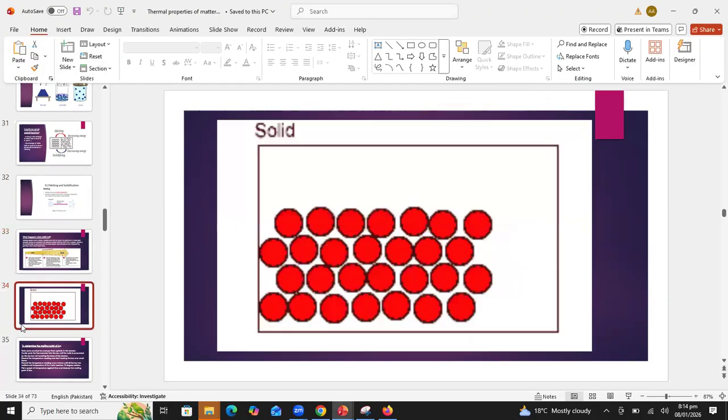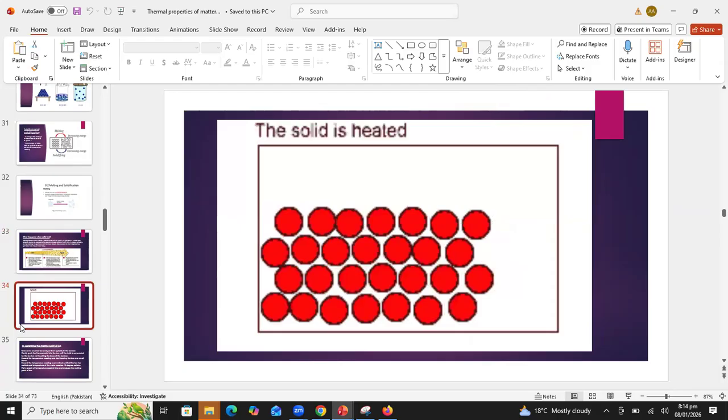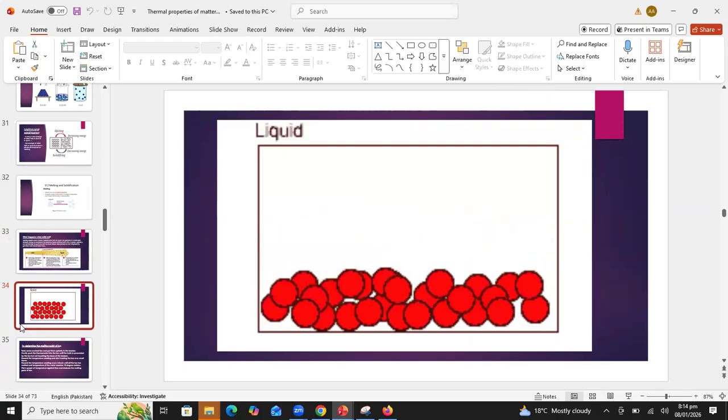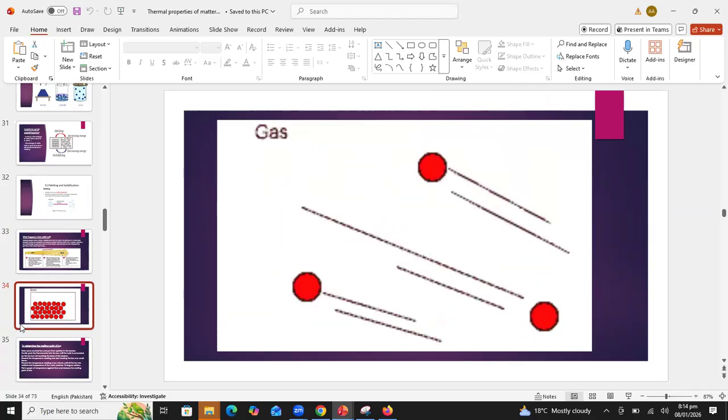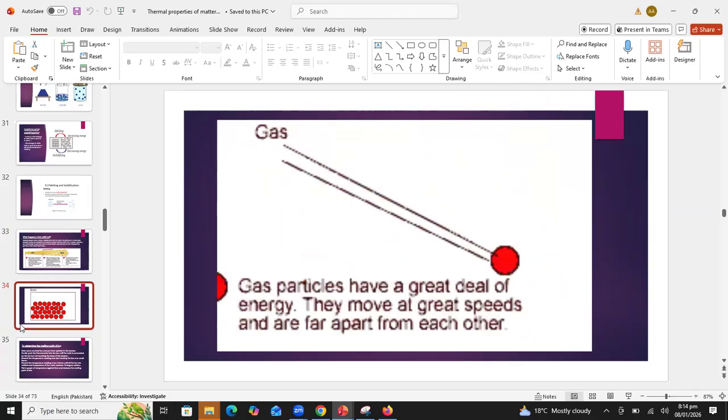You can see this animation. These are the solid atoms. They are absorbing heat energy, and after absorbing heat energy, their force of attraction will become weaker and the solid is converted into liquid. Now the liquid is absorbing heat energy, so it will be converted into gases, which have the greatest kinetic energy.